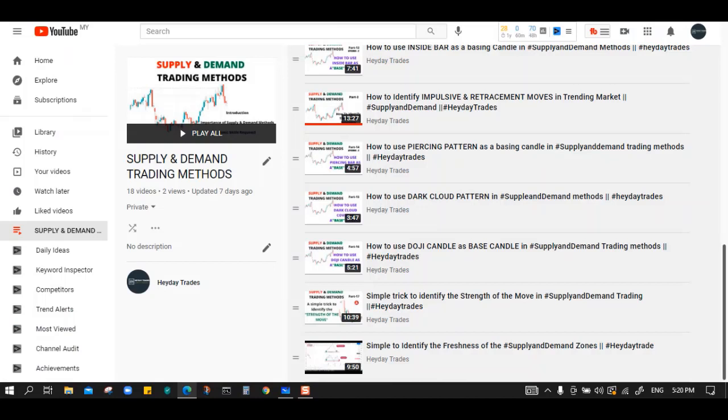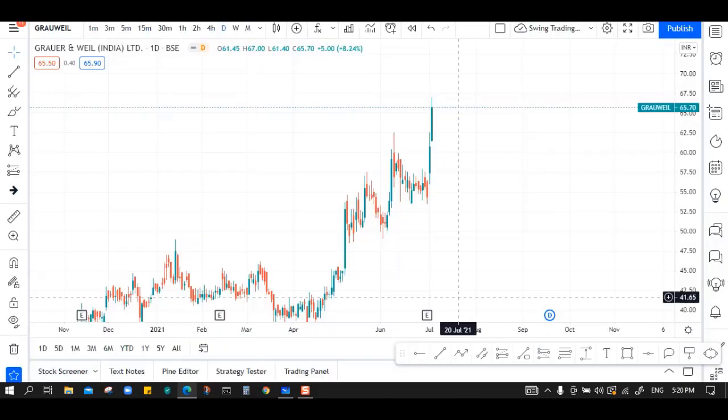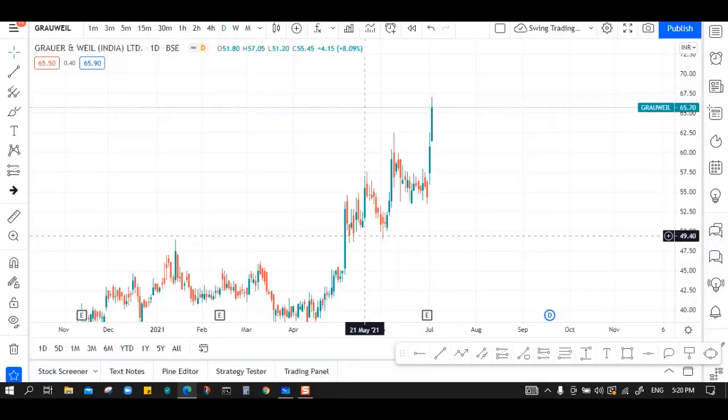So in our last video, we discussed how to identify the freshness of the supply and demand zones. In this video, we are going to discuss another criteria which we should take into consideration when qualifying a supply or demand zone. That is nothing but how the moves react to the previous support or resistance levels.